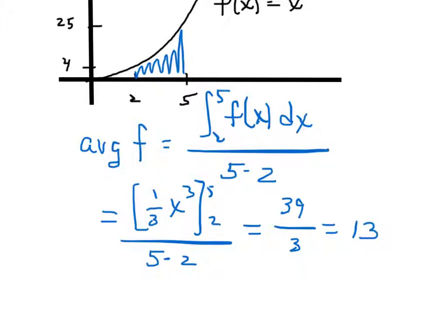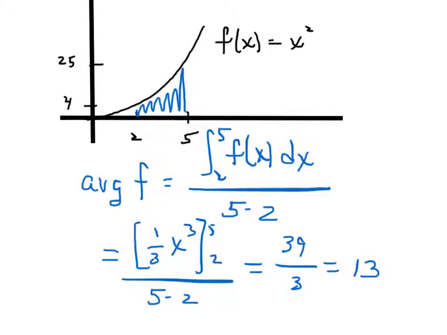And this value 13 has a nice geometric interpretation. I'm going to move the graph a little bit further down now, and with a different color, I'm going to mark 13 on the y-axis. And if I were to draw a horizontal line from 2 to 5 at a height of 13, I'll create a rectangle. And the area of that rectangle exactly equals the area of the original blue area underneath the original curve. So basically, this value of 13 creates a horizontal or a constant function that captures the same area.